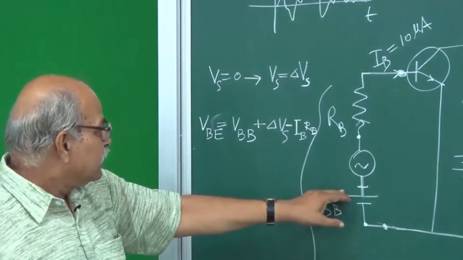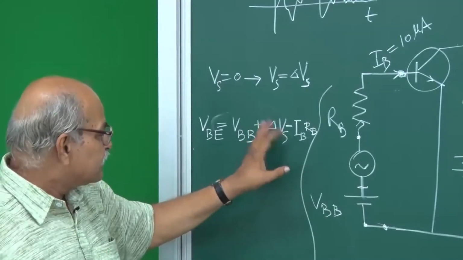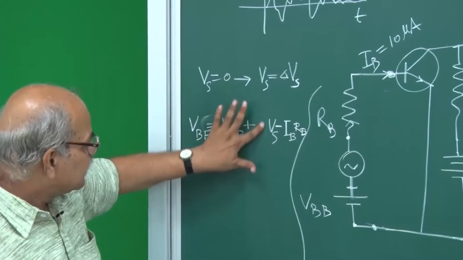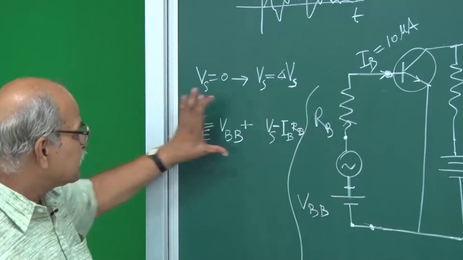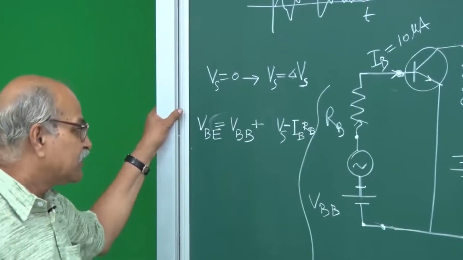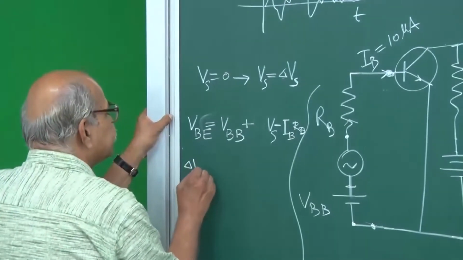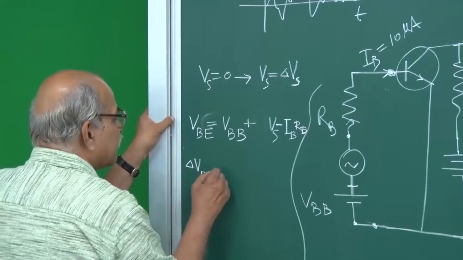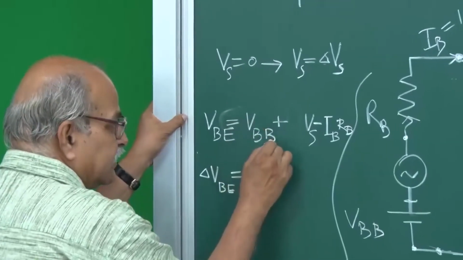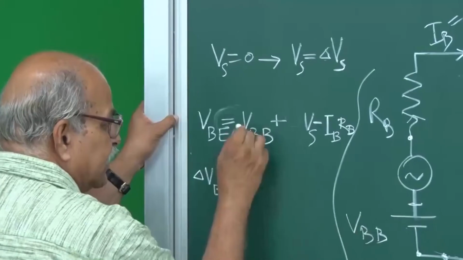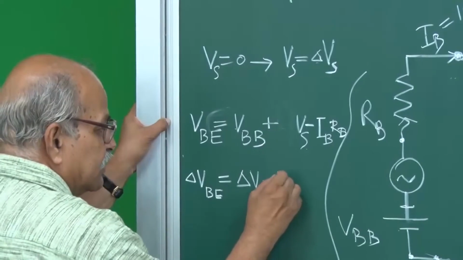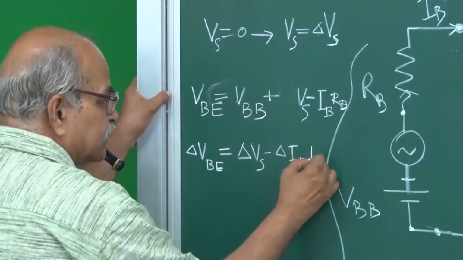So this is how it is. VBE is this VBB, and then plus Vs. Let me write it for general time: plus Vs and minus IB RB. This is at the general time, or say at some time t. And then at t plus delta t, what happens? This delta VBE changes. We are interested in changes, remember, changes. So change delta VBE is equal to change in VBB, which is fixed, so 0, then this delta Vs, and then minus change in IB, and RB is fixed.